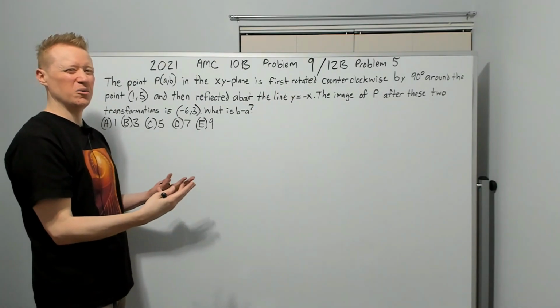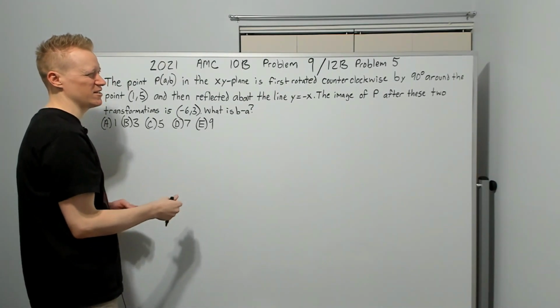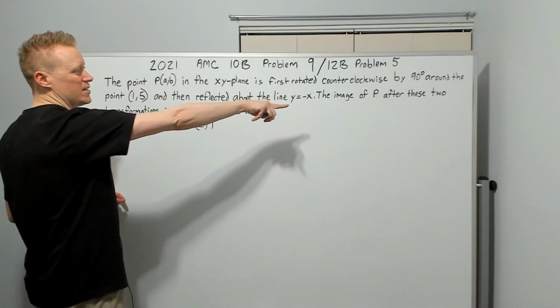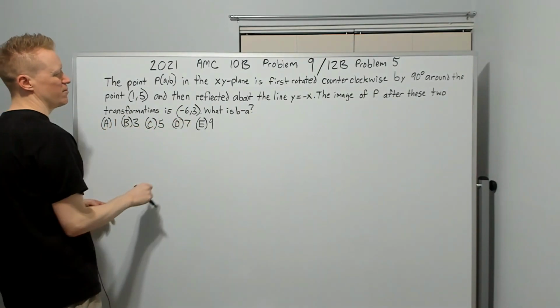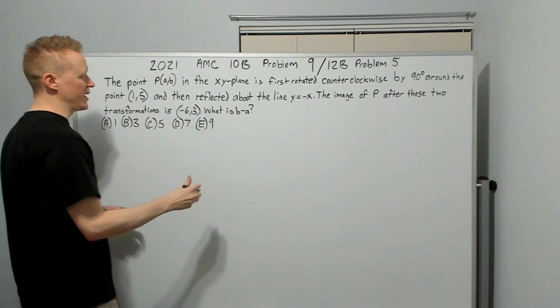We don't quite know maybe what to do with that. If you memorized your transformations, you're good, but this doesn't take that long to just figure out. Let's see what we're talking about. The image of P after these two transformations is (negative 6, 3). What is B minus A?